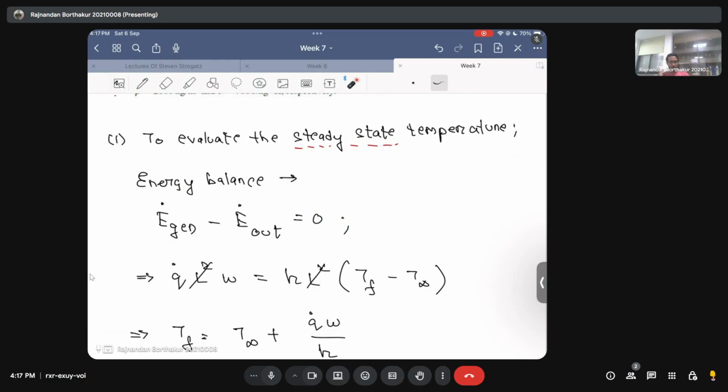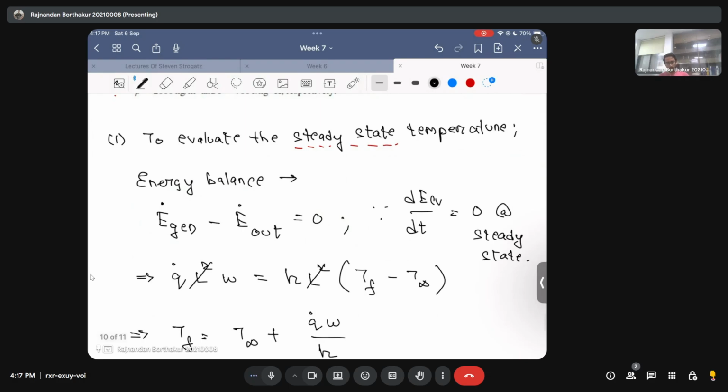Okay, I hope you understand that. I'll write it down here again. Since dECV, that is the rate of change of energy inside the control volume, is 0 at steady state. Okay, I hope this is clear.